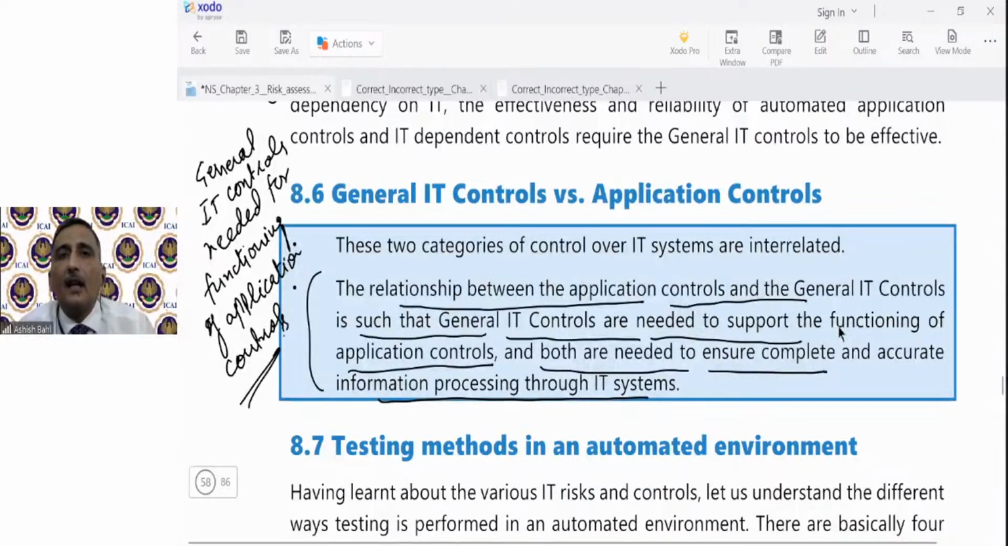So that is how general IT controls are related to application controls. Clear, guys? Yes.